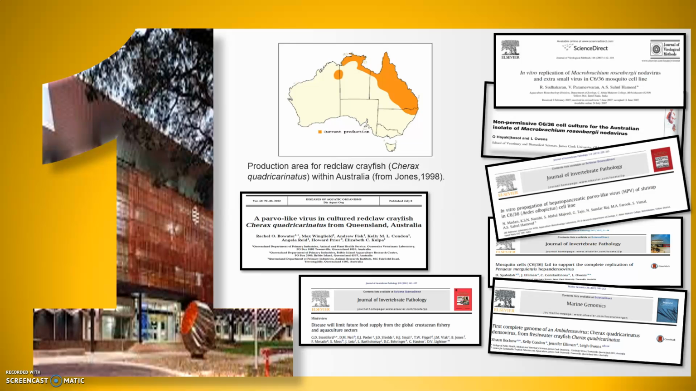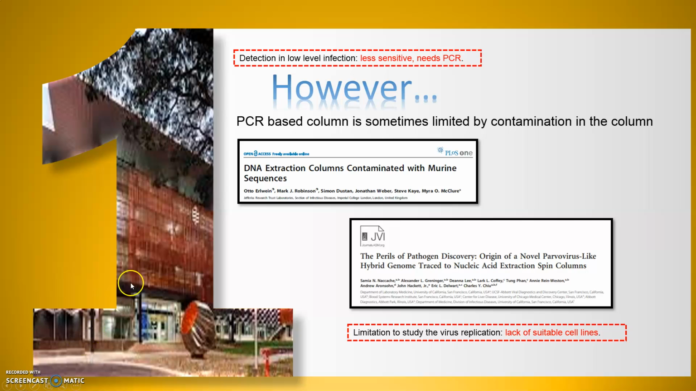A major obstacle to controlling the virus in crustacean farms is the lack of standards in identification, isolation, and purification of the viruses. Detection in low-level infection is considered less sensitive. That is why we need PCR. However, PCR using extraction columns is sometimes limited by contamination in the column. These 2 study groups confirm that they experienced contamination in the columns that they used in their PCR reactions.